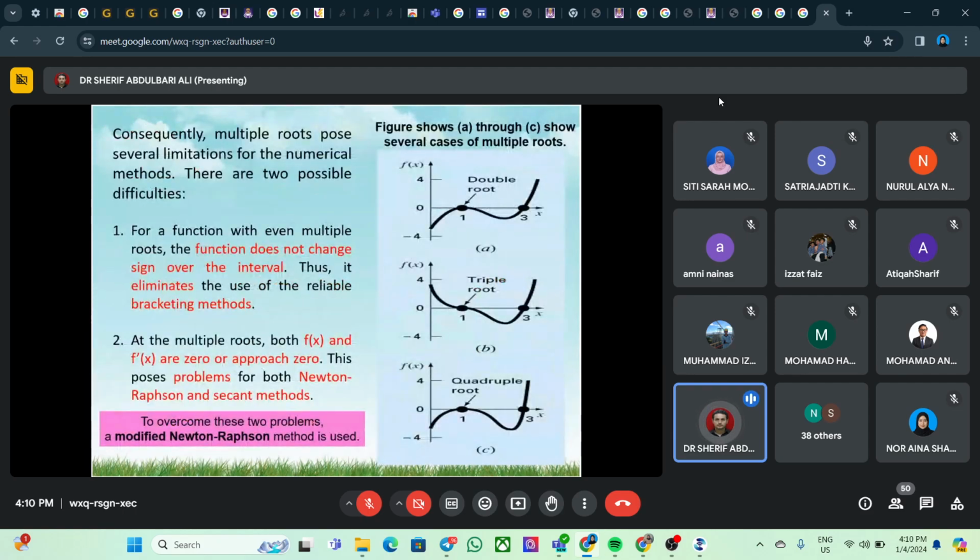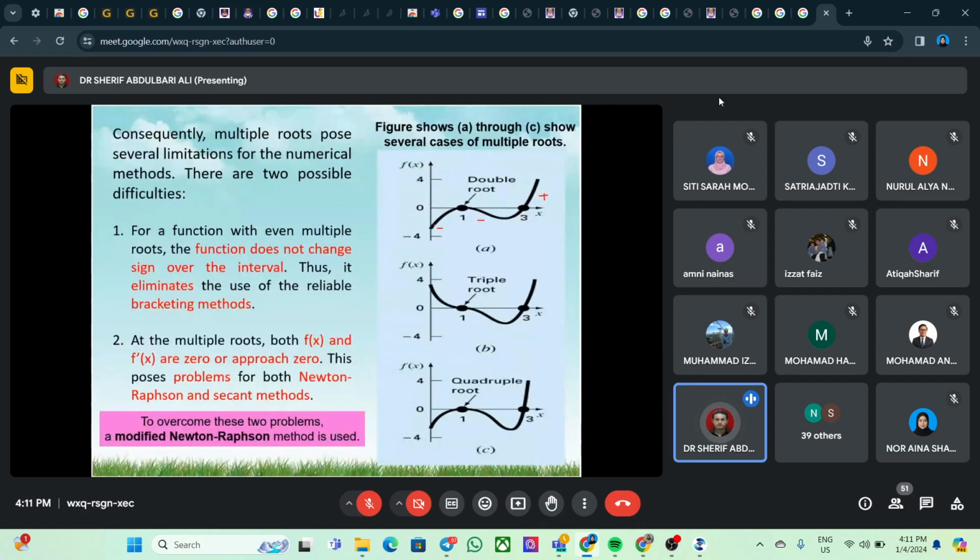So what we are talking about here is that multiple roots pose several limitations for the numerical methods that we learned before. When we are looking at this figure here, the value came from a negative sign, touched the x-axis at this point, and went back to negative sign. And here it is coming from the negative sign, and here it changes to a positive sign.